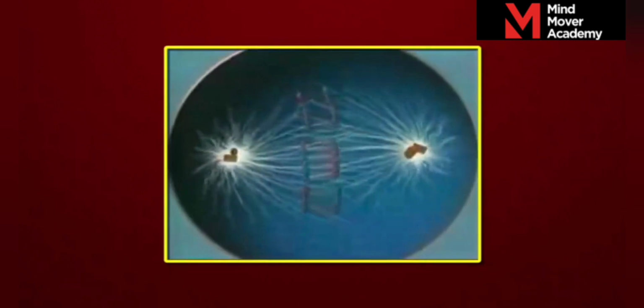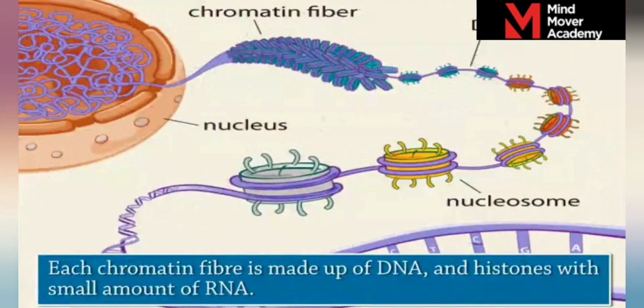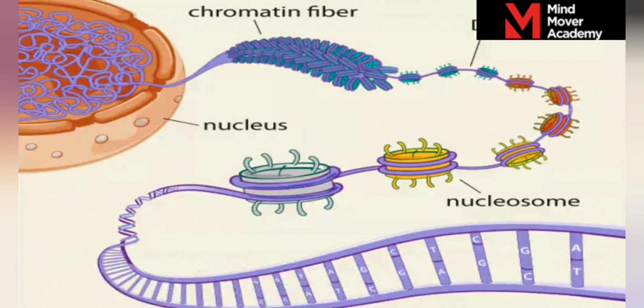On completion of cell division, the chromatids are called chromosomes. These chromatids decondense and form the very thin thread-like chromatin fibers. Each chromatin fiber is made up of DNA and histones with small amount of RNA. Let us now focus on chromatin.